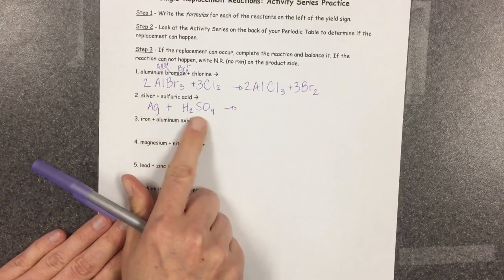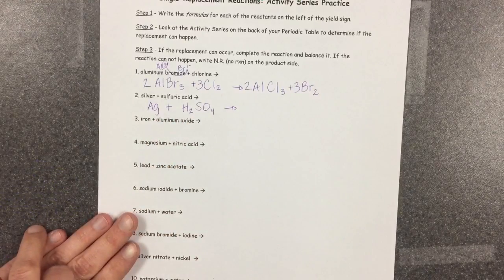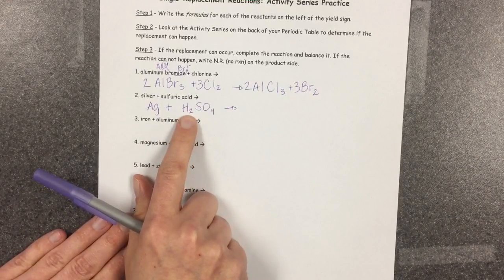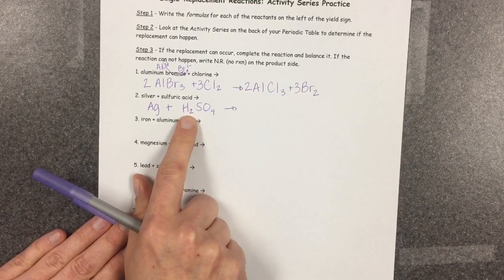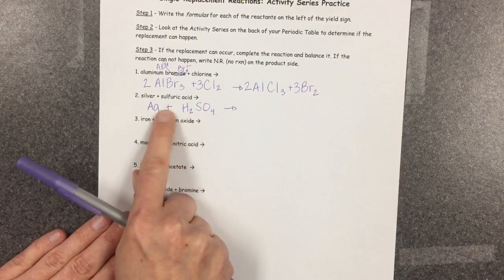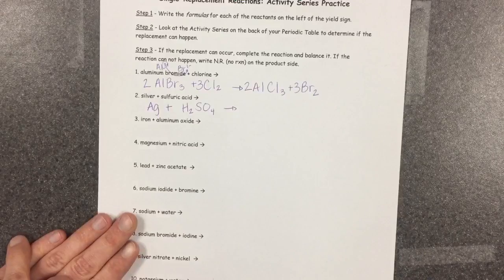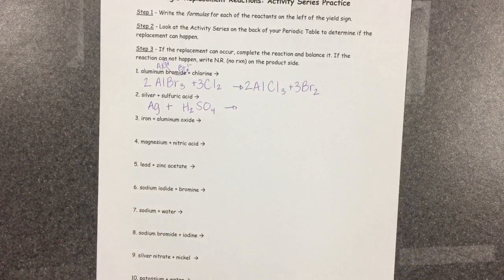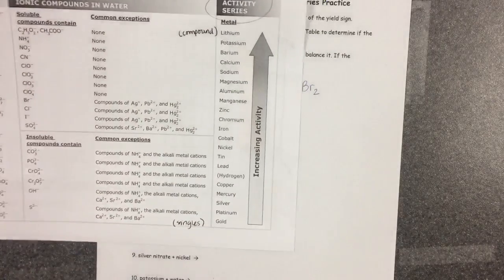But there's no metals in sulfuric acid. But remember, hydrogen is in a family with all metals. It's in that alkali metal family. And so if silver is going to react with sulfuric acid, it would switch places with hydrogen. Okay? Is this reaction going to happen or not? Well, let's look at the activity series. Okay? If I look at the activity series and I compare silver and hydrogen.